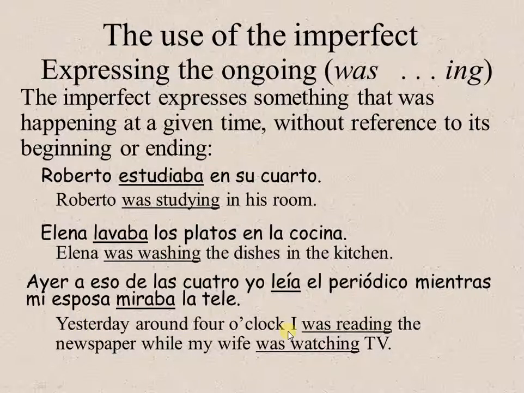Yesterday, around 4 o'clock, I was reading the newspaper while my wife was watching TV. Here you were talking about two actions happening at the same time using the word while. So we're going to use the imperfect. Ayer, a eso de las 4, yo leía el periódico mientras mi esposa miraba la tele.